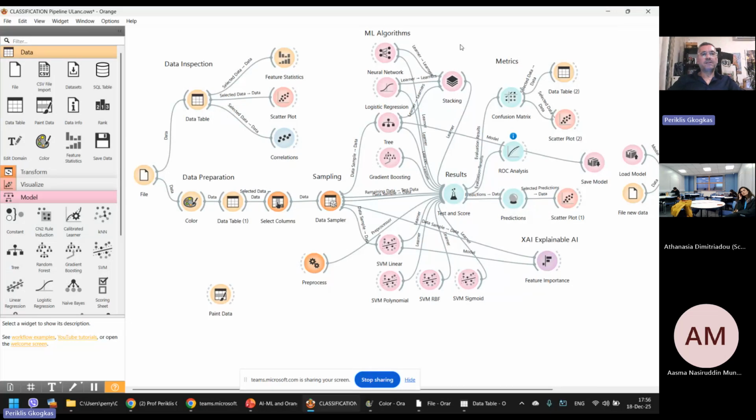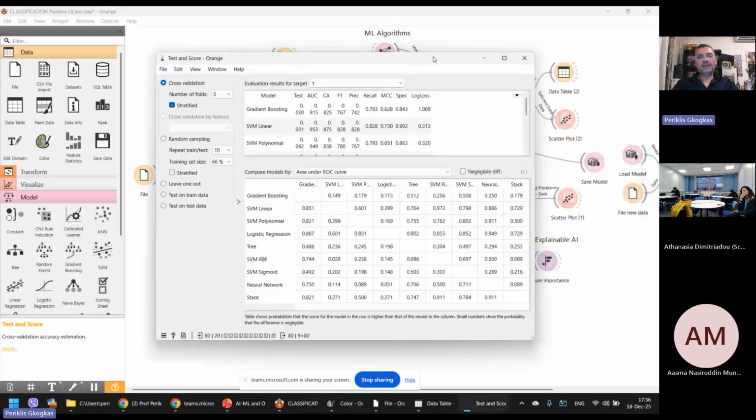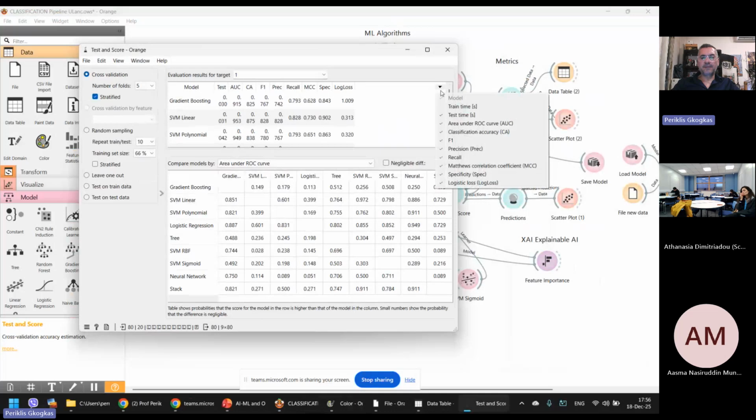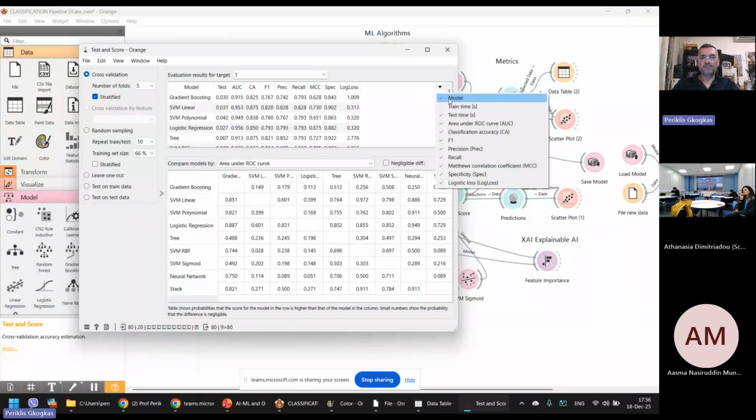Now, let's move to this very important node. These are all our algorithms, the pink ones. Let's move to the test score. Here, if you double press this, let me arrange the numbers better there. Okay.